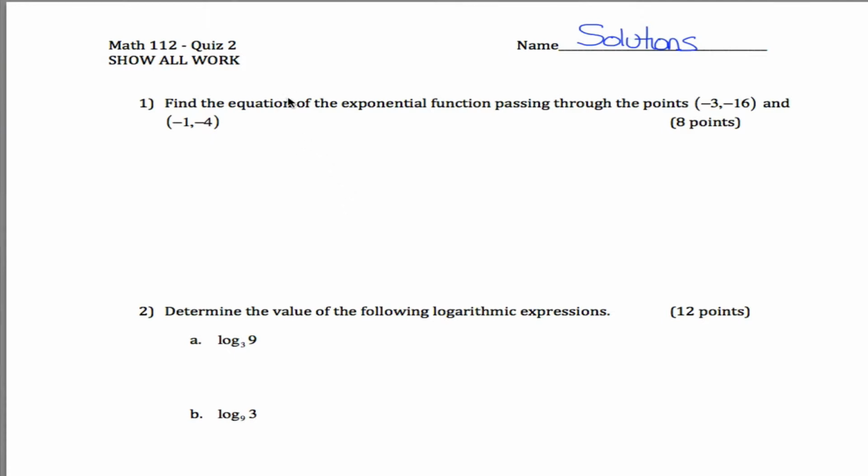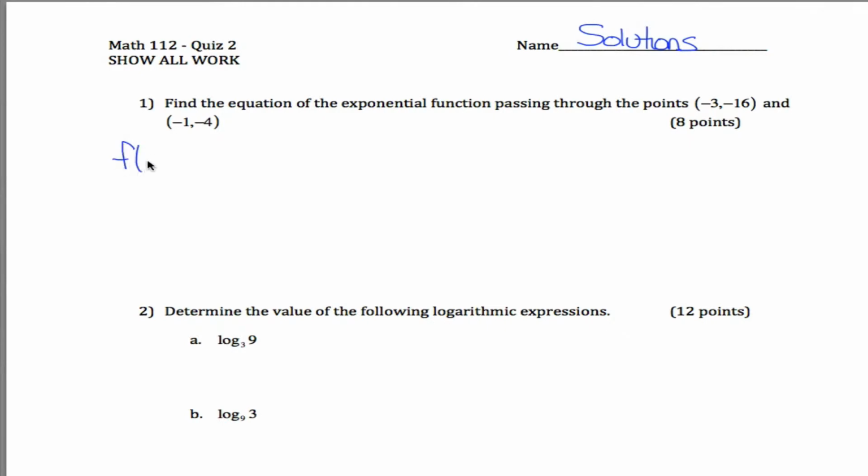Okay, here are quiz 2 solutions for Math 112. We've got two problems here. Well, I don't know, two sections, I guess. And in the first one, you are told that there's some exponential function out there, and it goes through this point, and it goes through this point. You're asked to figure out what that exponential function is.